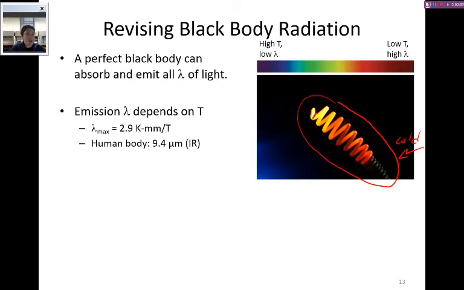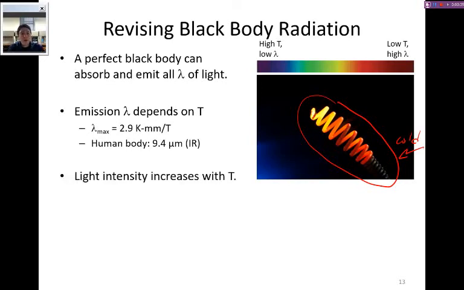I went and did the calculation. You can determine the maximum wavelength, the wavelength that corresponds to the highest number of, or the most abundant wavelength that's emitted. And for the human body, when you do the calculation, it turns out that the most abundant wavelength we emit is 9.4 micrometers. This is in the infrared spectrum. That's why you cannot see the emission that's coming off of you, but you can feel it. That's why your body emits warmth.